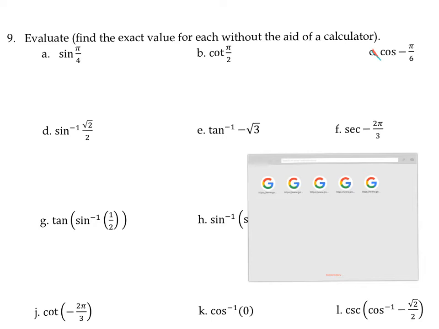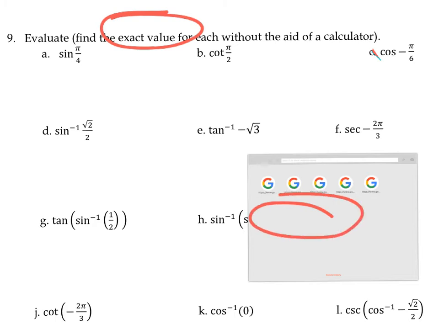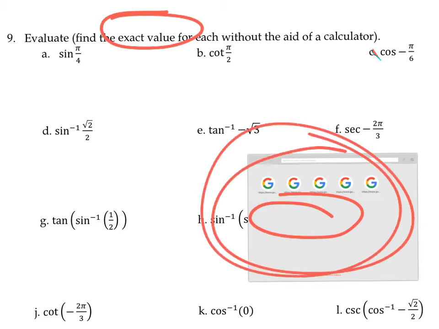But when is it negative? That's either here or here. But tangent's restrictions are between negative pi over 2 and pi over 2, which means it's this value down here. So that's going to be negative pi over 3, because it has to be between negative pi over 2 and pi over 2. Alright, so let's keep going.